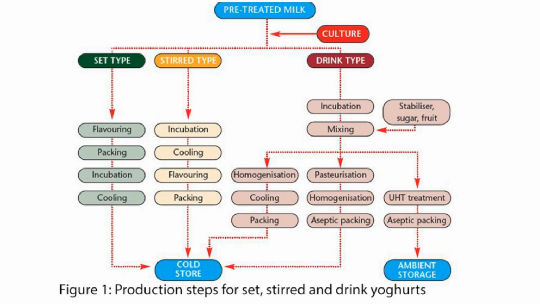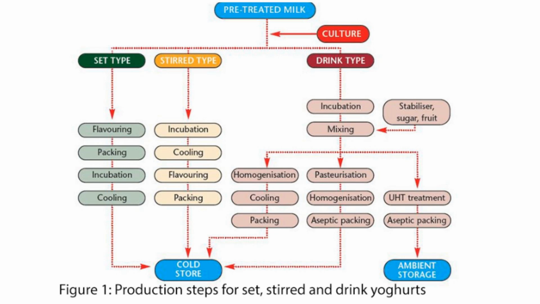Then for the stirred type, after adding the culture, we do the incubation. Then we do the cooling process after the required incubation period. Then we add the flavoring, because we can stir the yogurt after the incubation, since this is a stirred type yogurt. But in the case of set type, we can't do anything after the incubation process. So here, after adding the flavoring, we can do the packing and then storage.